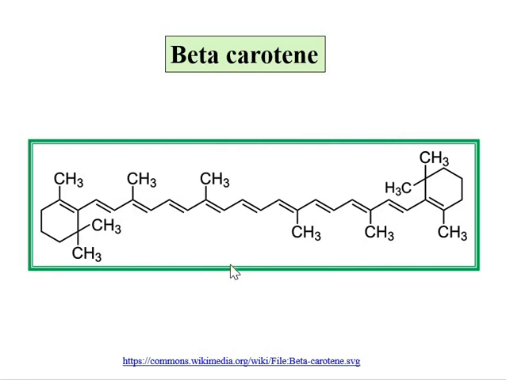Thylakoid membrane, and this is beta carotene. In the case of beta carotene, you will find no metal ion. So this is not a metal complex, just a simple hydrocarbon compound. But this carotenoid, or beta carotene, is helpful in the transfer of energy.